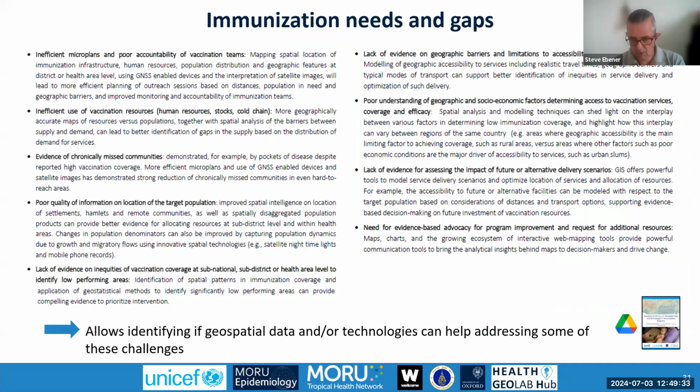The other resource in line with this is coming from UNICEF's guidance on the use of geospatial data and technologies in immunization programs, where you don't have a table or a visual, but you have paragraphs that indicate how geospatial data and technologies can help address immunization specific needs or gaps. So there is really literature in relation to this.